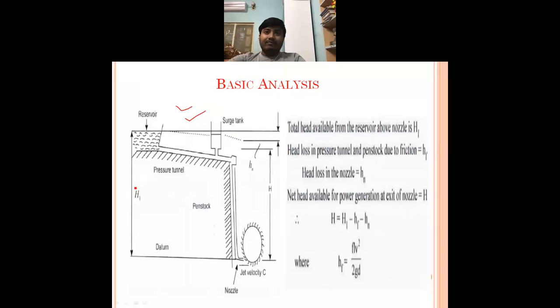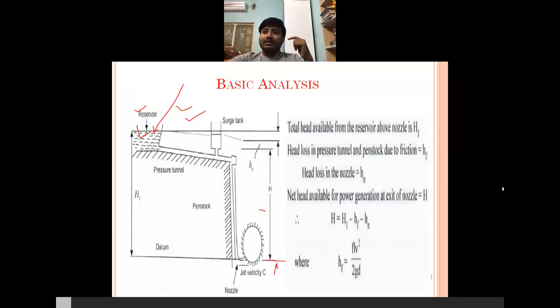This is the dam, and this is the reservoir where the water is stored at high altitude. That is known as the reservoir. And I have told you, this is the headrace, and this lowest portion is the tailrace.